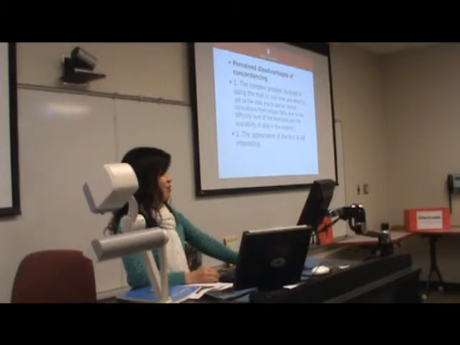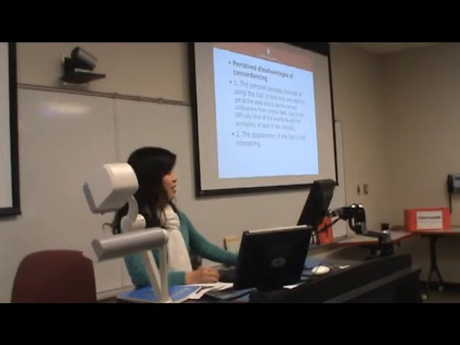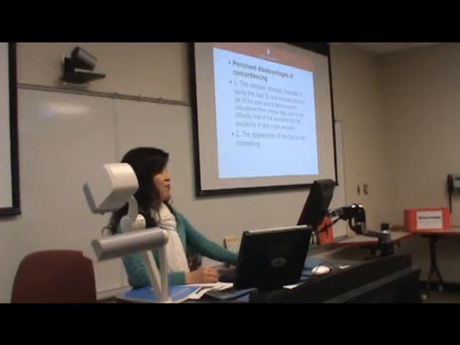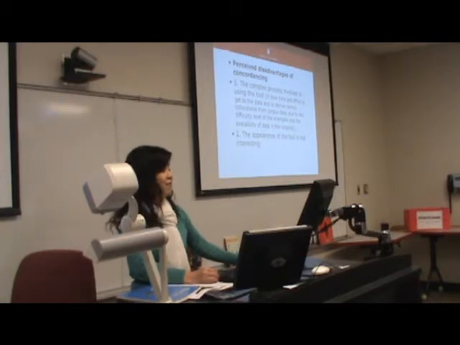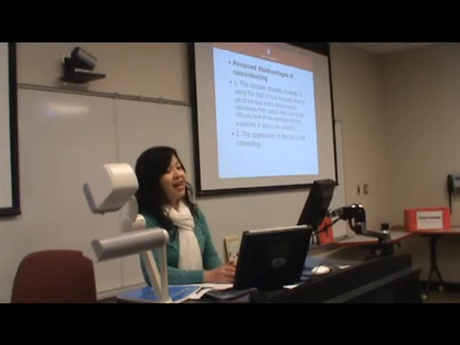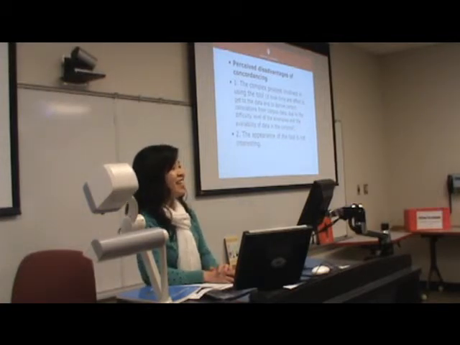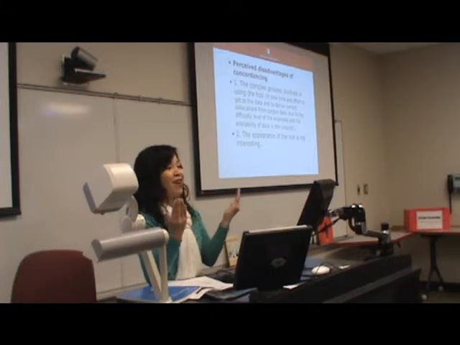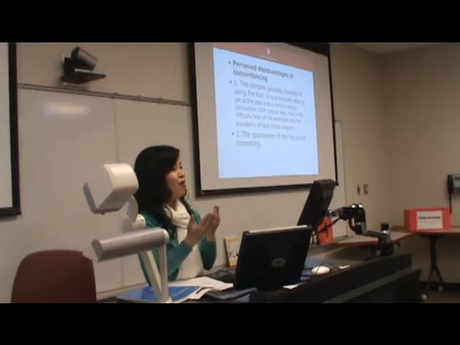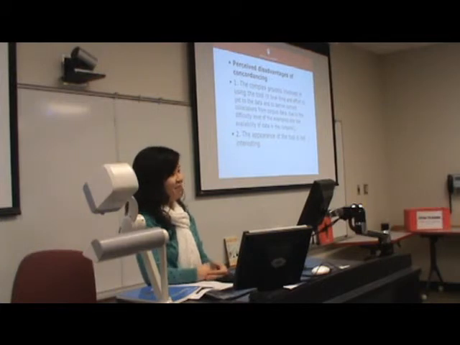For perceived disadvantages of concordancing, the first one is the complex process involved in using the tools. It took time and effort to get to the data and to derive the correct collocation from corpus data due to the difficulty levels of the examples and the availability of the data in the corpora. Number 2, this sounds trivial, but they commented that the appearance of the tools is not interesting. And at that time, the background color of the website was also black. They just changed it last month, I think.